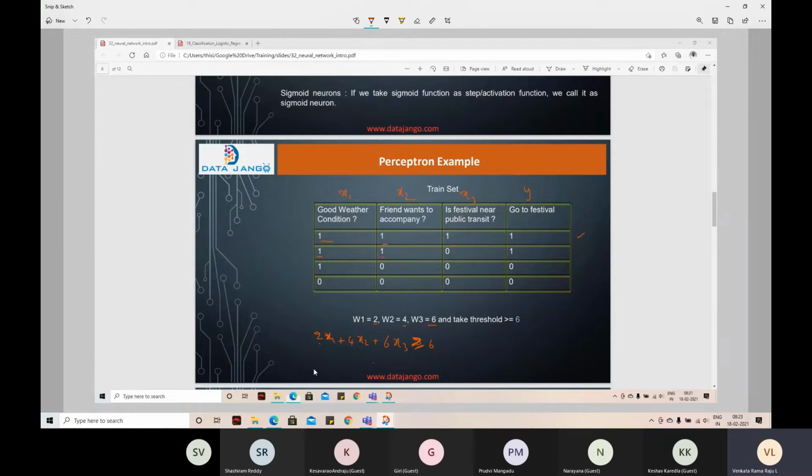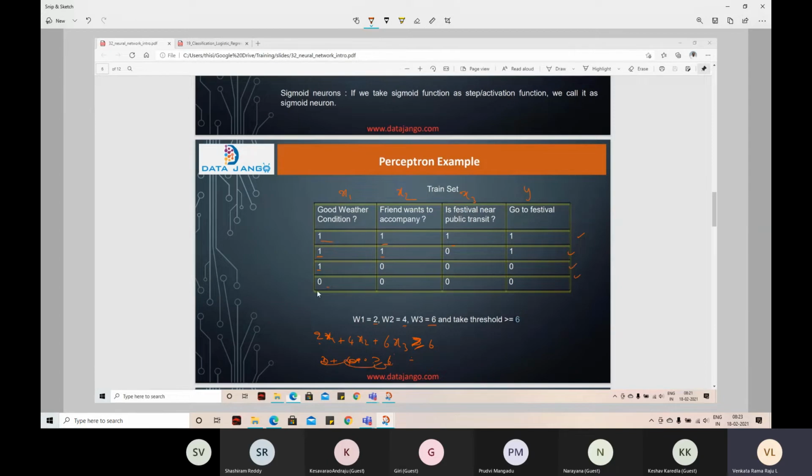If I put in the second record, it's going to be 2 plus 4 plus 0. That is also greater than or equal to 6. So this record also belongs to 1. If you put in this one, it's going to be 2 only. If you put in this, it's going to be 0. So they are less than 6. So we are saying the record belongs to 0.